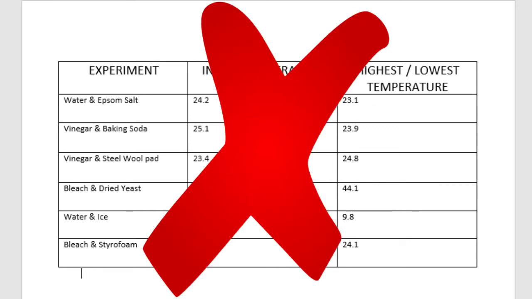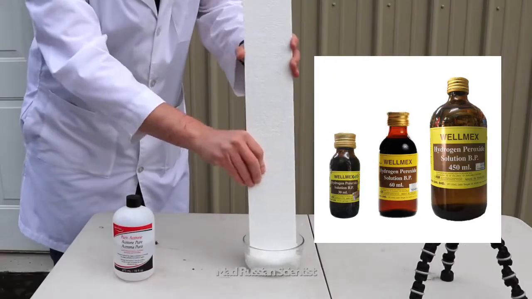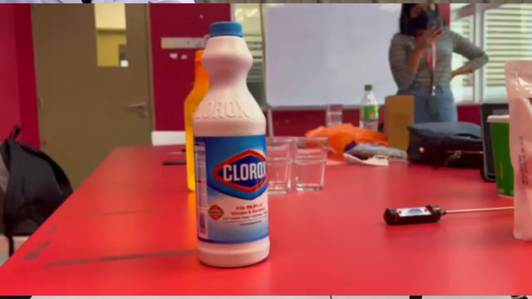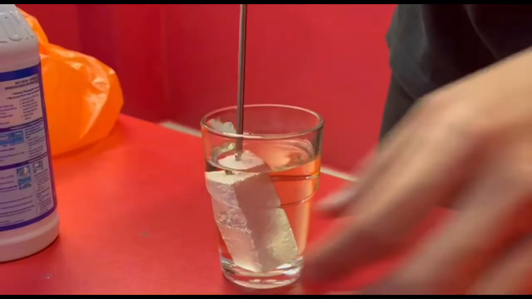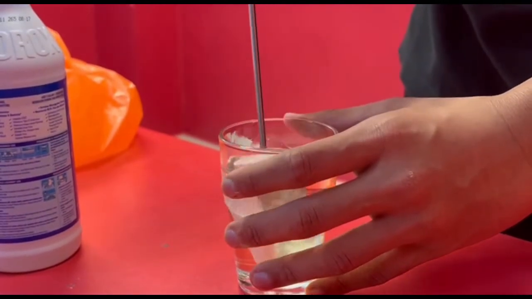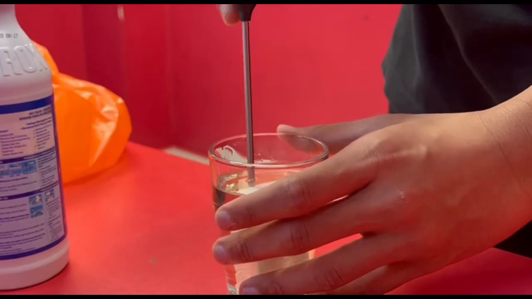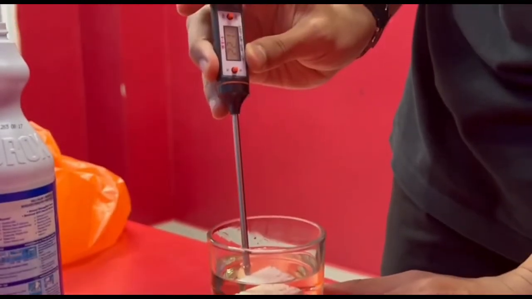Unfortunately, that was not the case. Originally, this reaction calls for hydrogen peroxide, but we substituted it with bleach that is available at home. Hence, we concluded that it may be due to the bleach used not being strong enough as compared to hydrogen peroxide to completely react with the styrofoam to cause a major temperature jump.